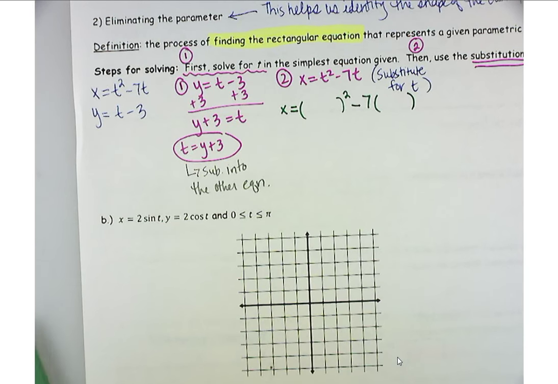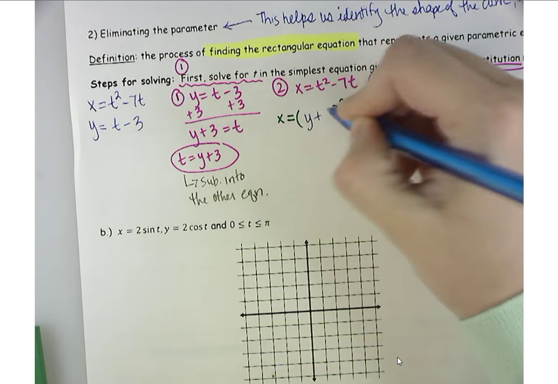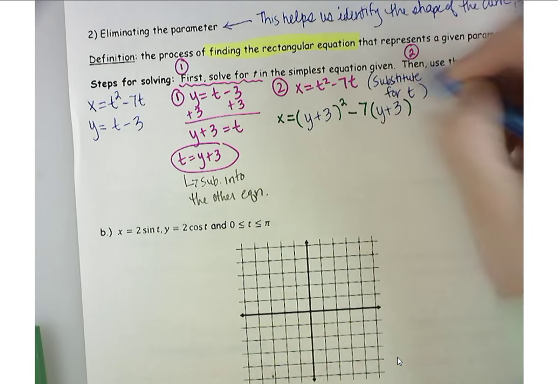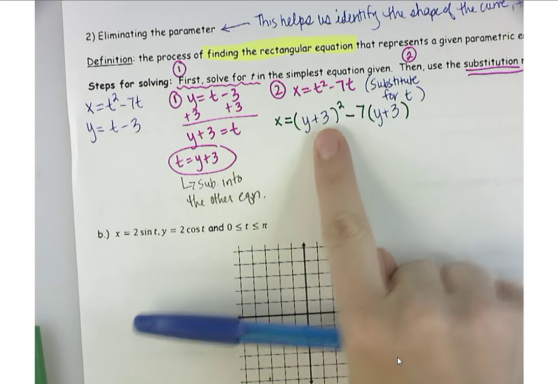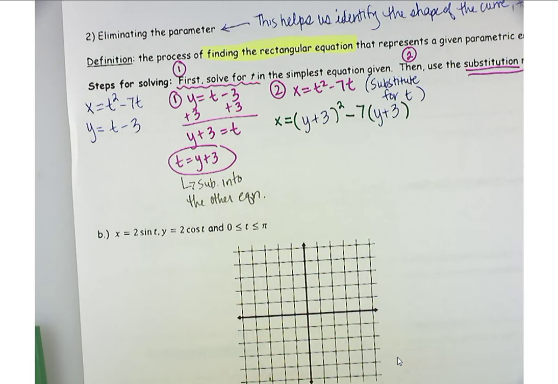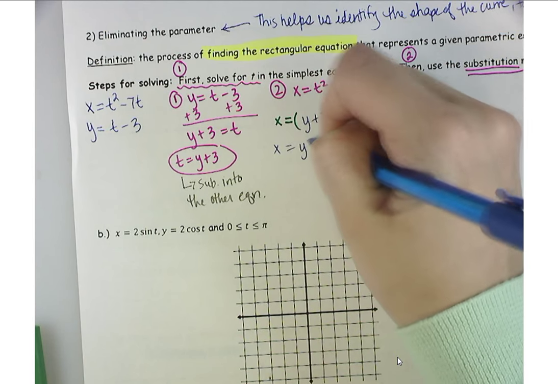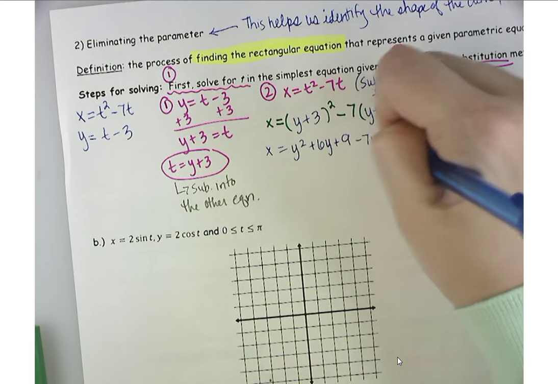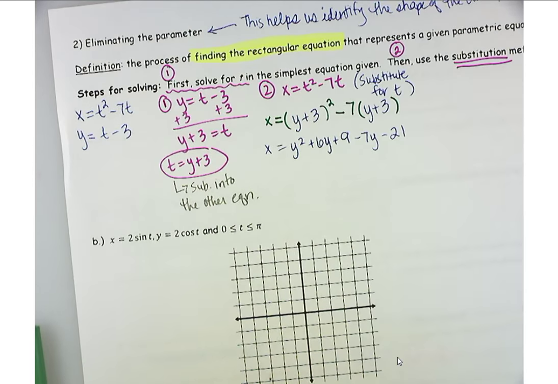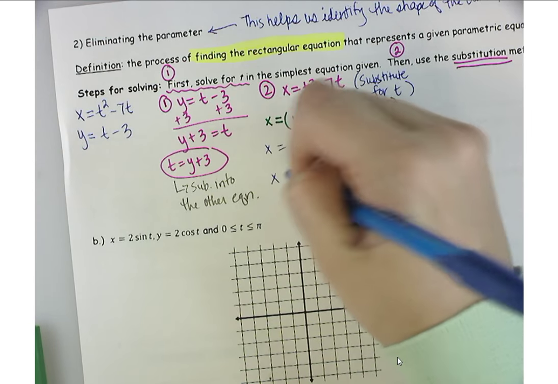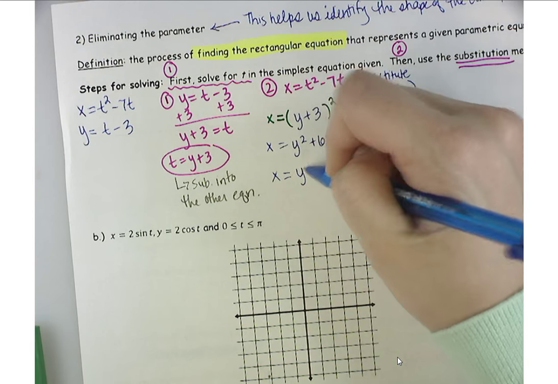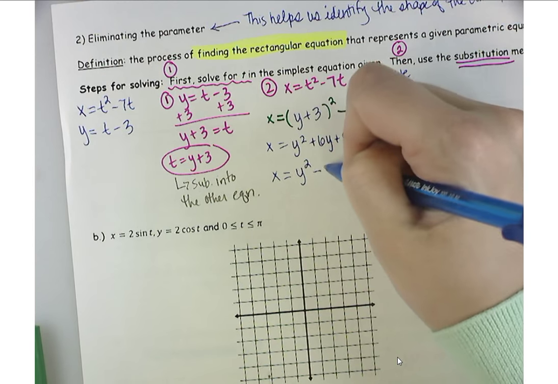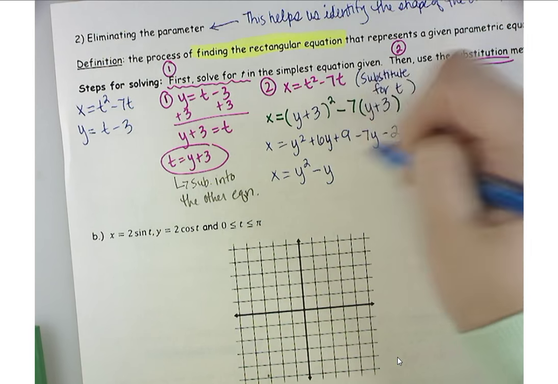Alright, so now when we plug that in, you're going to plug in y plus 3 for t. And then we're going to go ahead and expand. So this is just a perfect square trinomial. So if I expand that, I'll get y squared plus 6y plus 9 minus 7y minus 21. And then I'm just going to combine my like terms. So I have y squared, and then 6y minus 7y is negative y. 9 minus 21 is going to be negative 12.